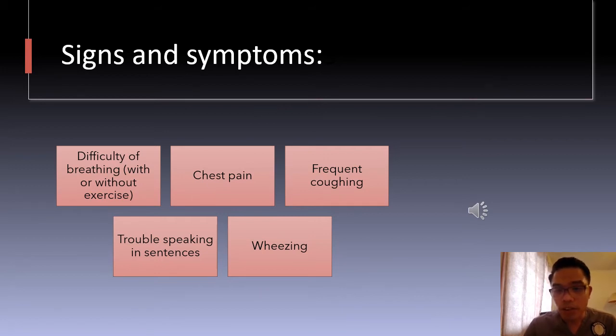Then frequent coughing. Frequent coughing is also very common for asthma, sometimes during nighttime, and most of the time when you cough, that's where you get rid of mucus, a gooey thing of different colors. Then trouble speaking in sentences because your airways are very irritated, and lastly, wheezing. Wheezing is one of the most common abnormal breath sounds that we hear when we have asthma.